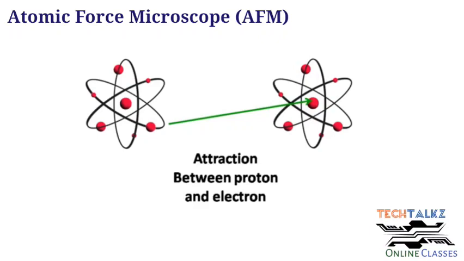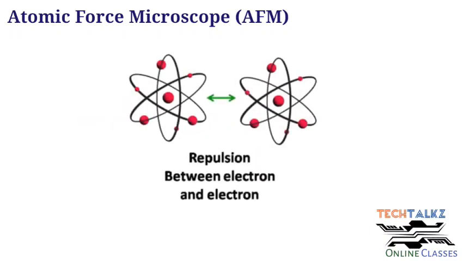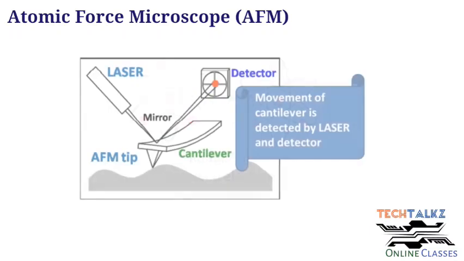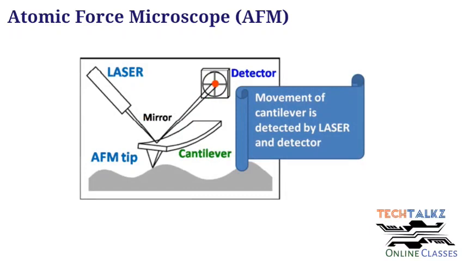Consider two atoms, they are placed close to each other. Then the positively charged proton will attract the negatively charged electrons in the other atom. So there is attraction. And if the atoms are very close, then the electrons in the atoms will repel each other. And here the repulsive force will become superior, and it will overcome the attractive force due to the protons. So in AFM, we use a nano-sized sharp tip, and that can be attracted or repelled by the sample atoms.